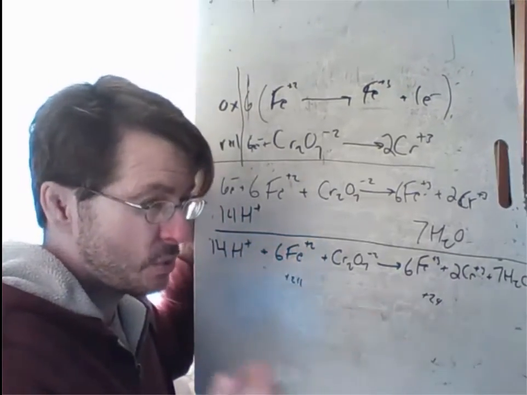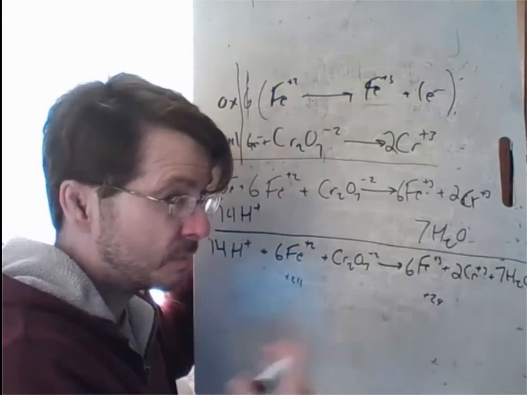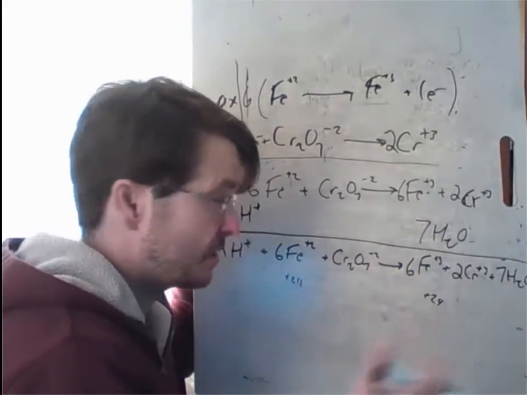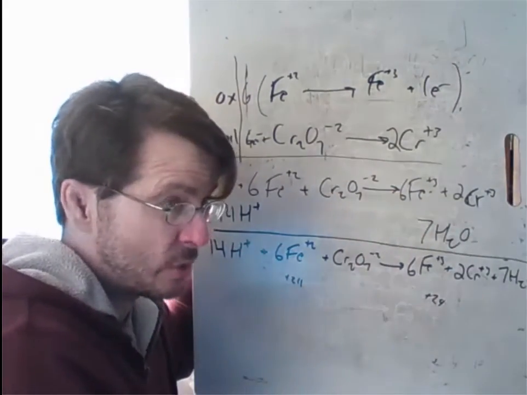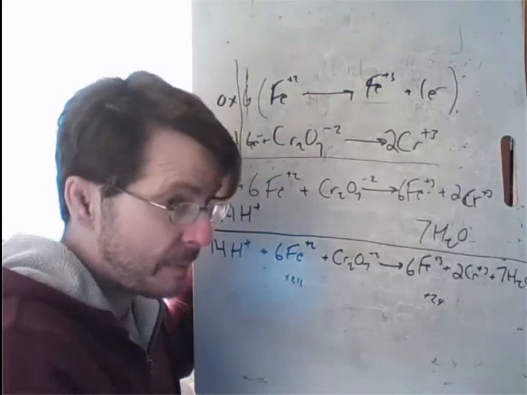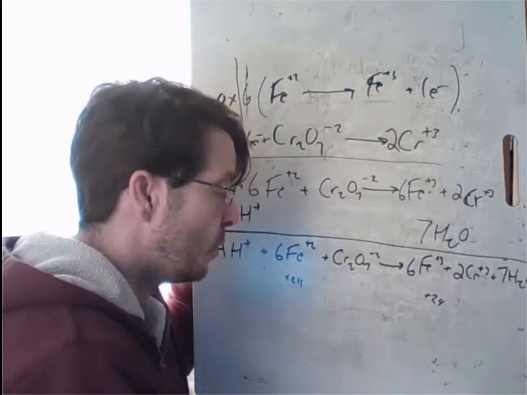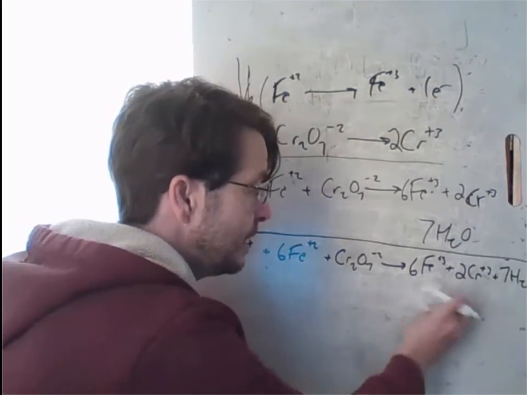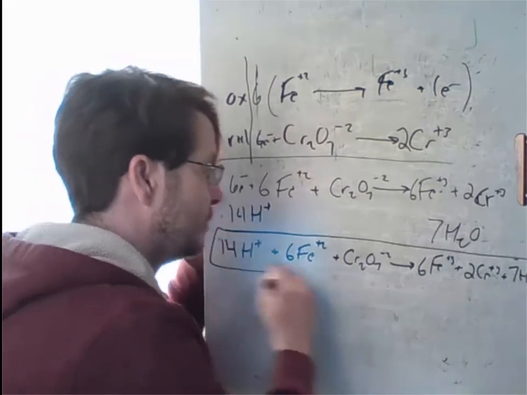Now, those extra plus 24 are going to be countered by ions like potassium or sodium or some other ions that are floating in solution. But they're spectators, and so we can ignore them. So this would represent the balanced chemical reaction.